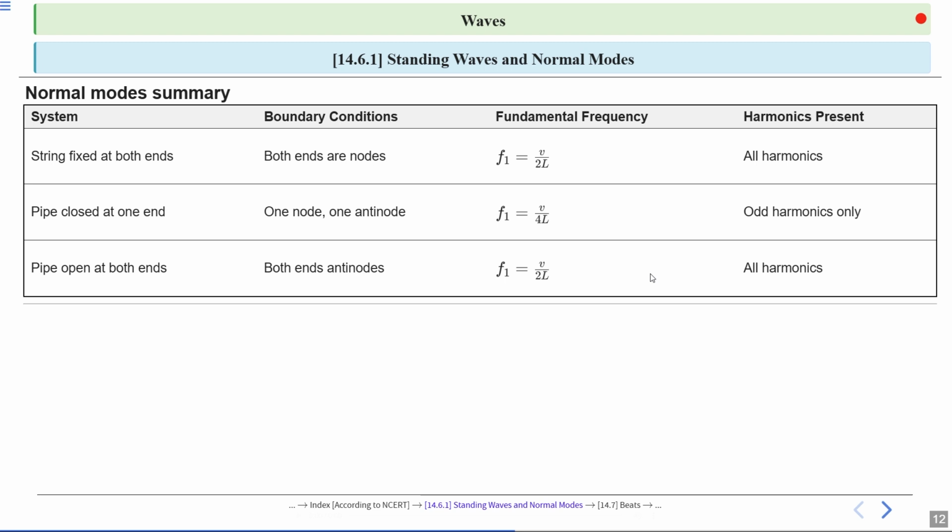A pipe closed at one end has a node and an antinode, resulting in only odd harmonics and a fundamental frequency of f1 equal to v divided by 4l. A pipe open at both ends has antinodes at both ends, allowing all harmonics with the same fundamental frequency as the fixed string.